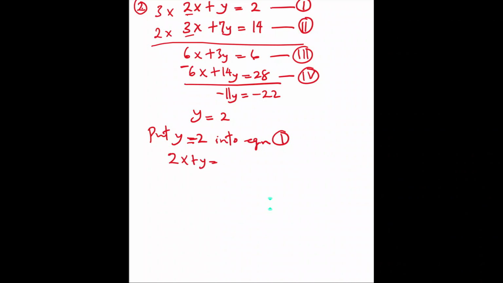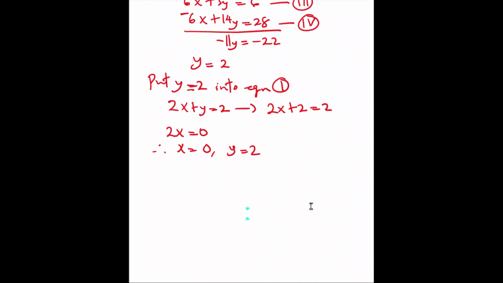Equation 1 is 2x plus y equals 2, right? So that will be 2x plus 2 equals 2. So 2x equals 2 minus 2, which is 0, right? So x will be 0 divided by 2, which gives us 0. Therefore, we say x equals 0 and y equals 2. And to confirm that our answer is correct, we can check using the substitution method.